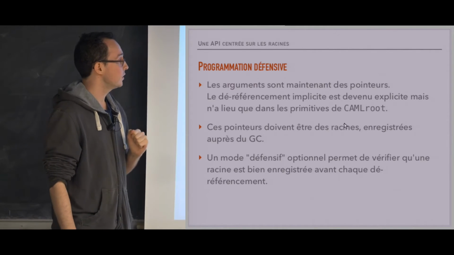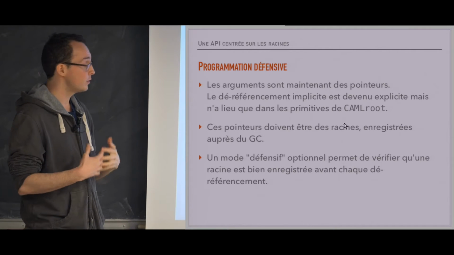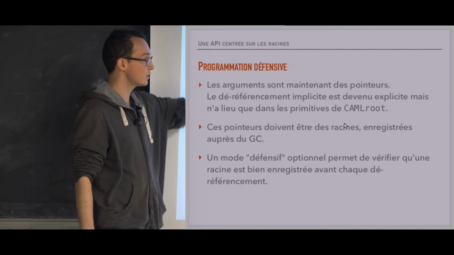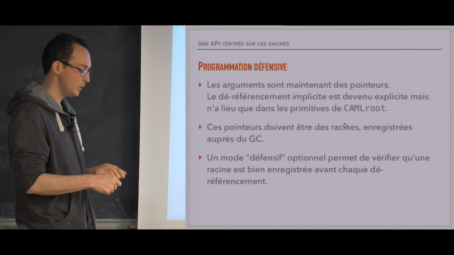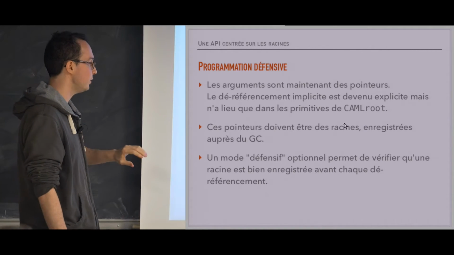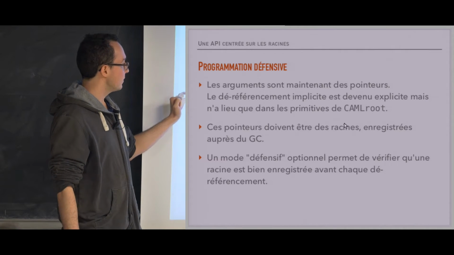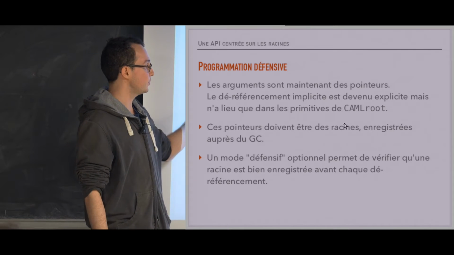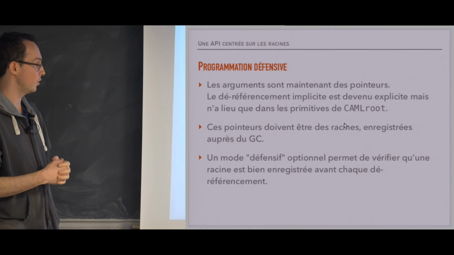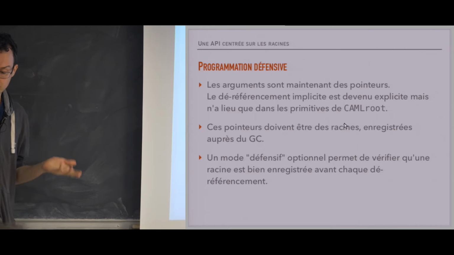And there is even something more we get out of this. Since now all the arguments are pointers, the dereferencement, which happened implicitly when we were loading a value, now has to be explicit, but it doesn't have to happen in the user code, only in the primitives of the FFI. So nobody should ever put a star in front of a root. It's only the functions from the GC library which need to actually read inside a root. And because these pointers are roots, they should be registered to the GC. So now we can provide a defensive mode, which can be switched on during test, which before every access to a root will check whether it is actually registered or not.